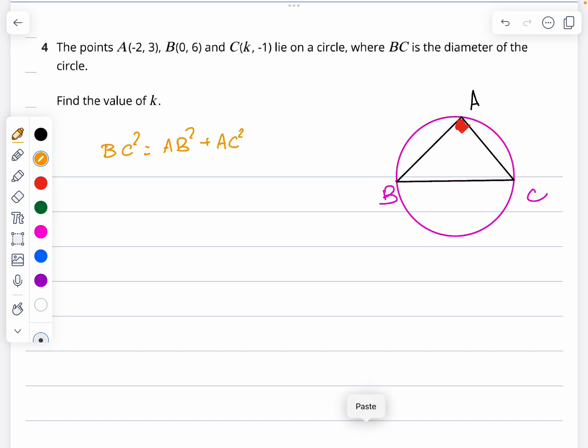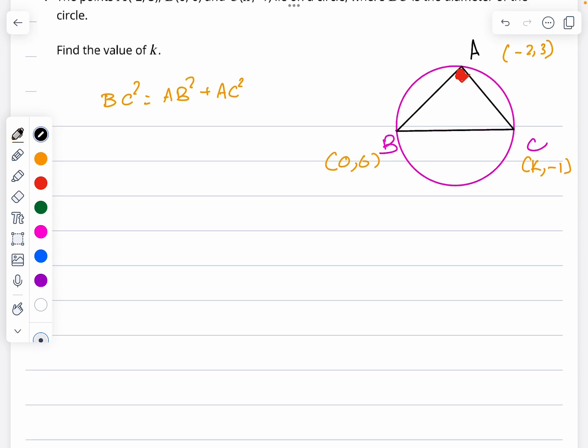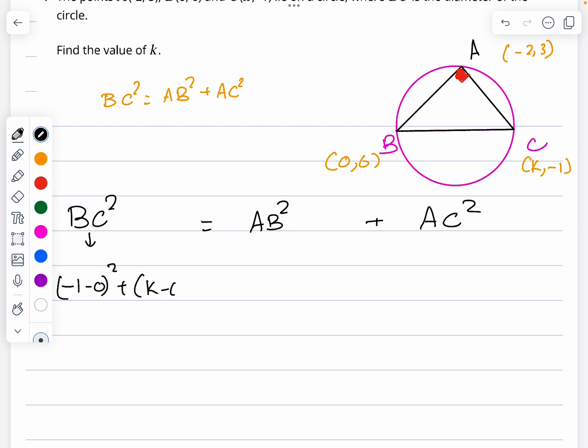So BC square, B is nothing but what? 0, 6, and C is k, -1, and A is -2, 3. So we write over here BC square equals to AB square plus AC square. What is BC square? BC square is square root of, no need of square root because it is square. So y2 minus y1 whole square plus x2 minus x1 whole square. So y2 minus y1, y2 is -1, y1 is 6, whole square. x2 is k minus x1 whole square.